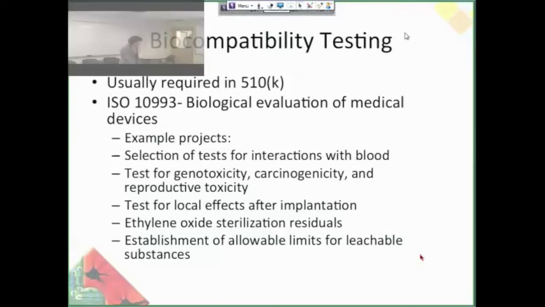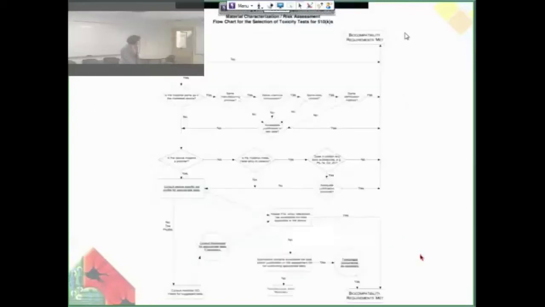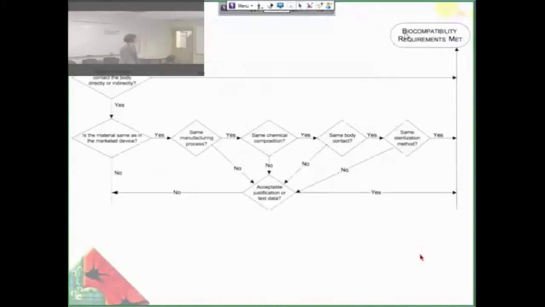And the FDA has their own flow chart that's even less helpful than mine is. I'm going to zoom in on the top part. So if you have a new material and you think you might have to do biocompatibility testing, you can follow this. They say start up there. Does the device contact the body directly or indirectly? No. Okay, good. You met your biocompatibility requirements. It's a very helpful aspect of the flow chart.